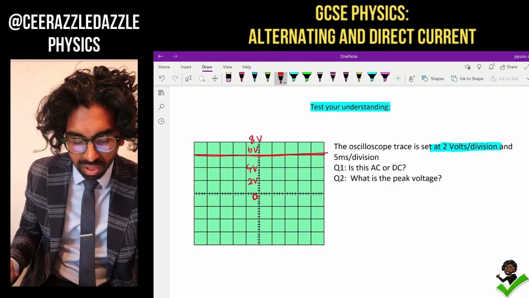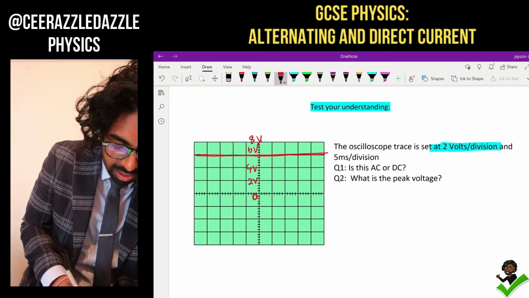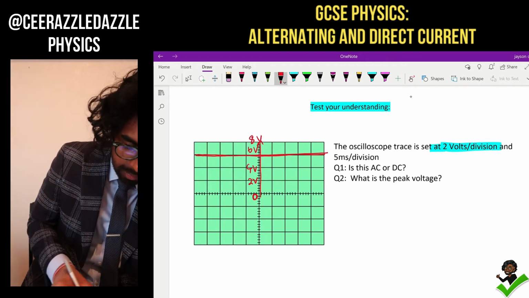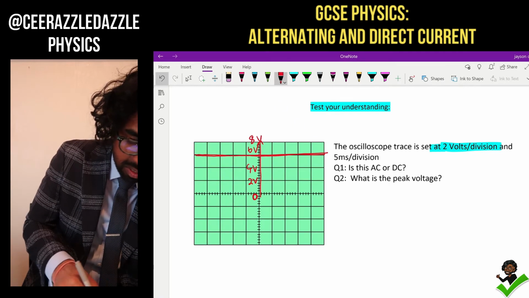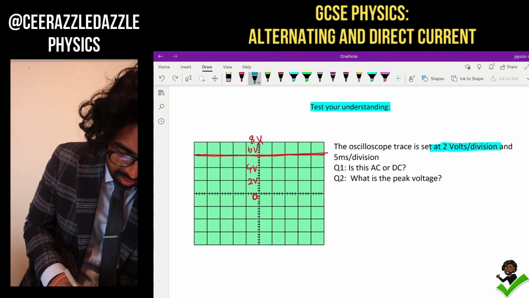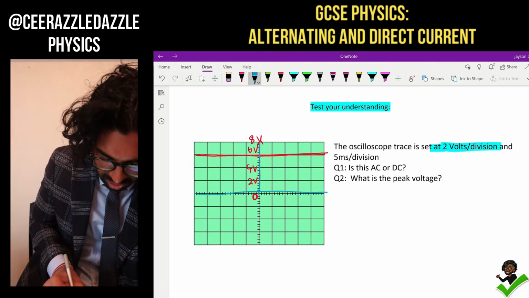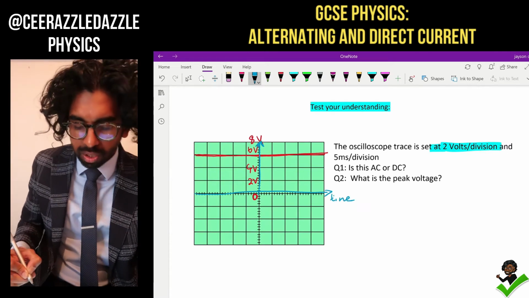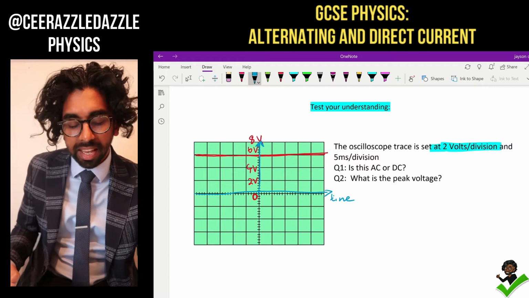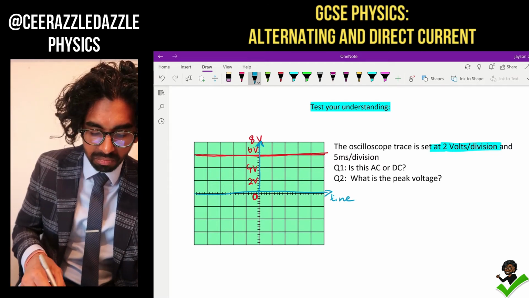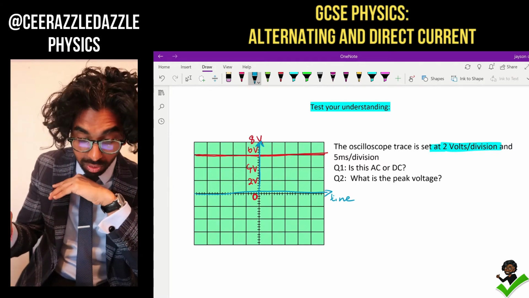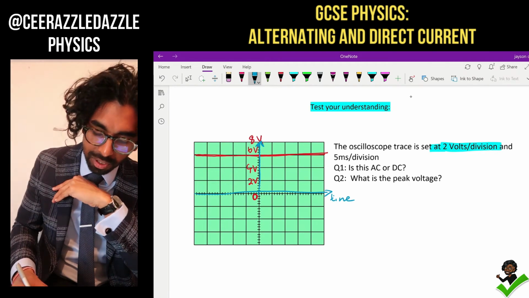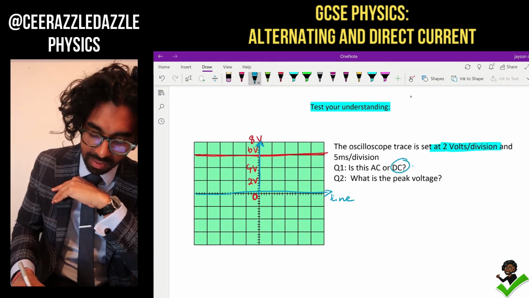Right, so question number 1. Is this AC or DC? Actually, let's draw the whole axis on here. So I'll draw the voltage bit there. Actually, let's change colour pen for that. Let's change it to a blue. So voltage is there, and we're going time over here. Right, so question number 1. Is this AC or DC? Well, you know it's a horizontal line, therefore this is going to be DC. 1 mark.